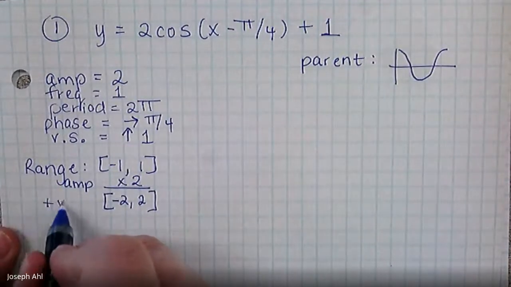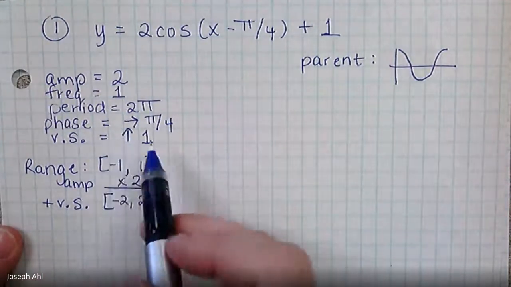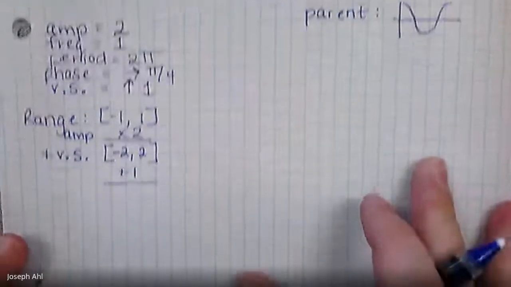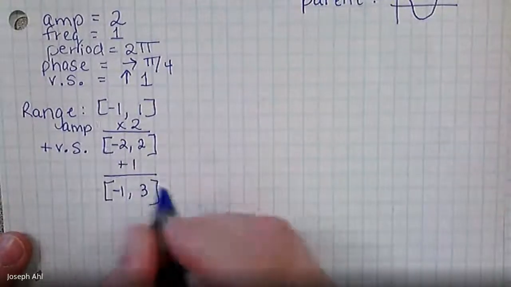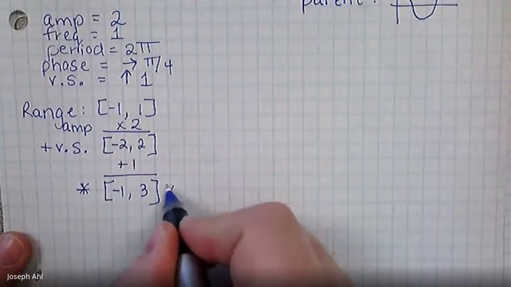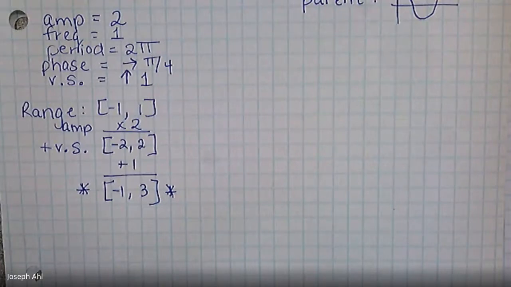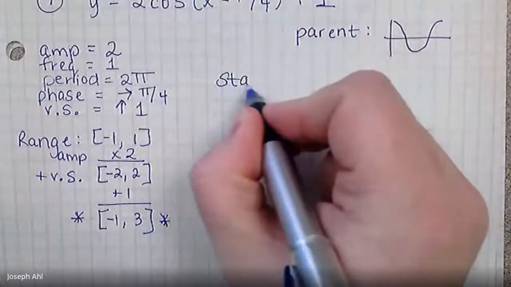And then the last piece is that if there's a vertical shift, we add on the vertical shift. So the vertical shift is +1. If I add 1 to both ends of the range currently, that's going to bring us to -1 to 3. This is the final range, the final set of y values that we'll see this graphed over. Okay, so we have that. Let's talk about the start point, the end point, the midpoint, and then once we have those points, we're ready to start graphing. All right, let's talk about the start.